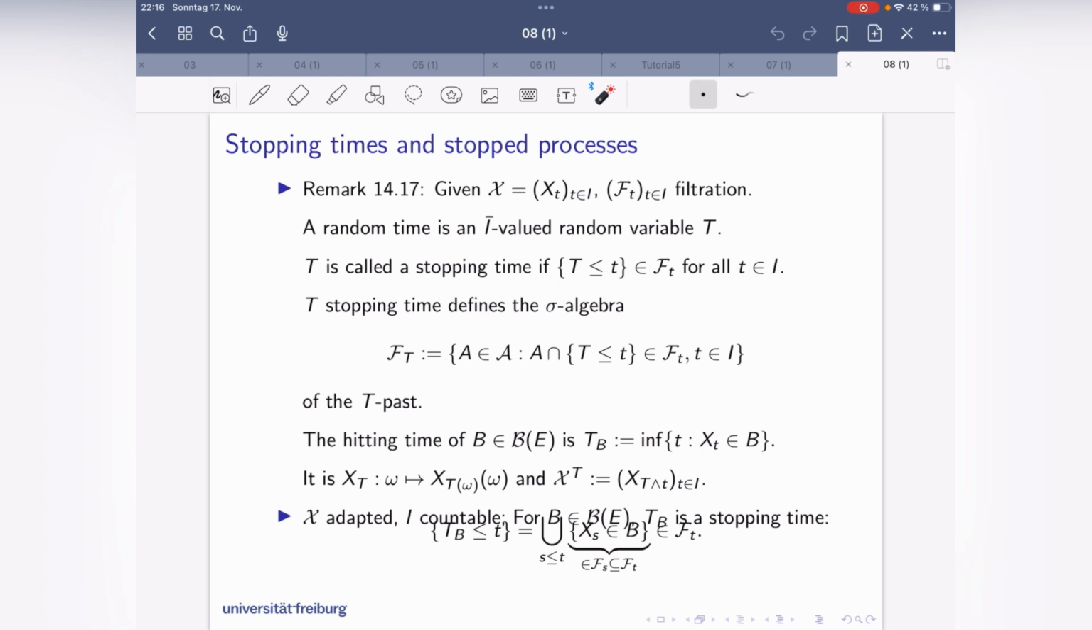So if X is adapted and I is countable, then the hitting time of any Borel measurable set is a stopping time. So when we have discrete times, hitting times are stopping times. So you're safe to think about stopping times as hitting times. And they're just a very nice example.